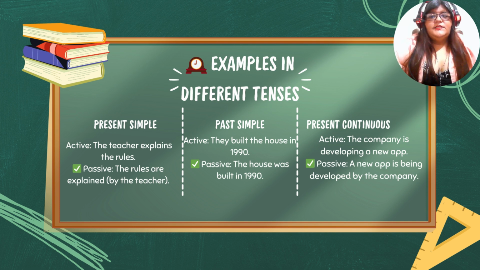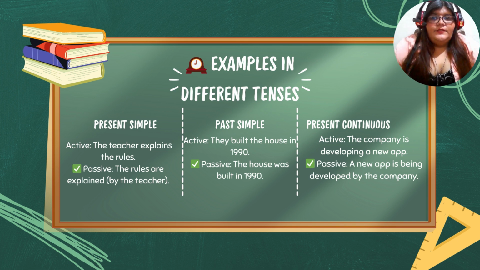So now guys, let's see some examples in different tenses. For example, in present simple, we have active: the teacher explains the rules. In passive voice, it will be the rules are explained by the teacher. Then we have in past simple, in active voice, we have they built the house in 1990. Then we have in passive, the house was built in 1990.